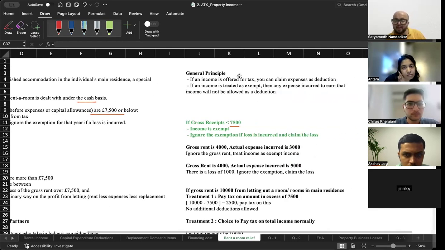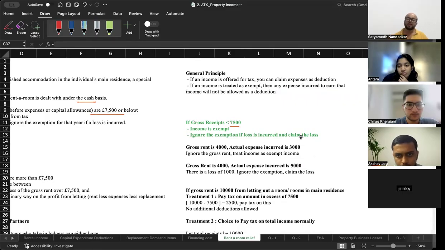If an income is offered to tax, you can claim expense as a deduction. If an income is treated as exempt, then any expense incurred to earn that income will also not be allowed as a deduction. It is common sense, the matching principle. If income is credited to P&L and considered as income, then expense incurred to earn that income should also be considered. But if the income is treated as exempt, this is like taking double advantage of the situation. On one hand, you are claiming the income as exempt, and on the other hand, you are saying, no, no, expense that I incurred to earn this income, I will debit it. That is not allowed.